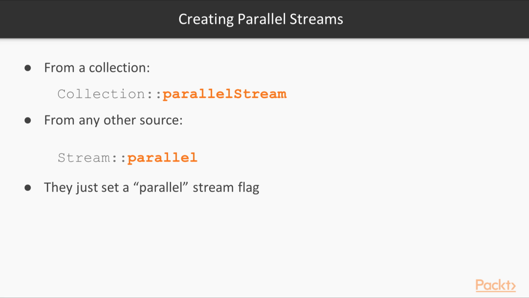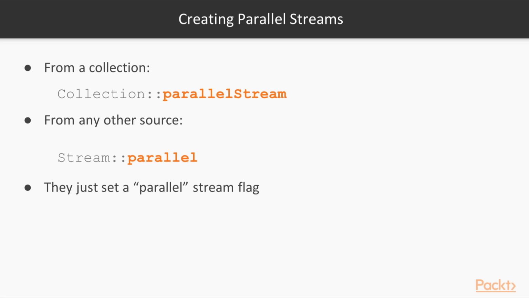First of all, let's see how to create a parallel stream. There's basically 2 ways. Starting from a collection, you can call the parallel stream method of the collection interface, and it will provide a parallel stream right away. From any other source, you can use the parallel intermediate operation, which turns the current stream into a parallel one.